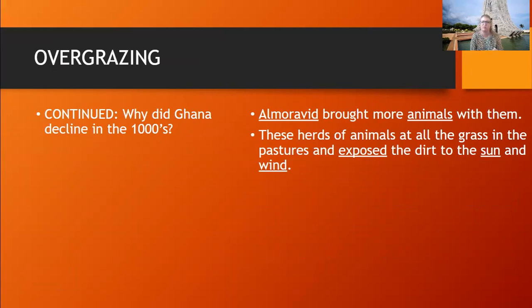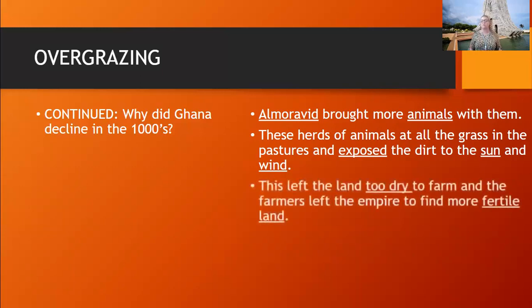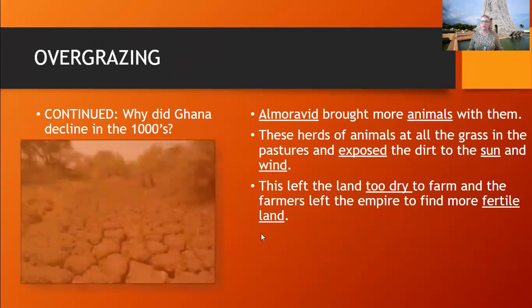The grasslands were suffering. And what ended up happening is they exposed the dirt to the sun and the wind, which stripped it of its natural, fertile elements. And so it was no longer good enough to farm. It wasn't fertile anymore. It was too dry. So the only thing the farmers could do was to leave. They had to leave because farming is the only thing they knew. They had to go find land that was going to be more fertile.